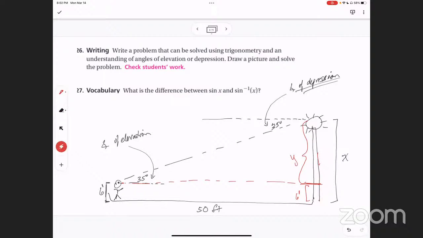And so X over here, I'm going to have to add 6 to Y to get X. X equals Y plus 6. Got it? Because it's the total distance to the top of the light bulb. Make sense? Okay. So this triangle right here is a right triangle. You see it? And I have 50.